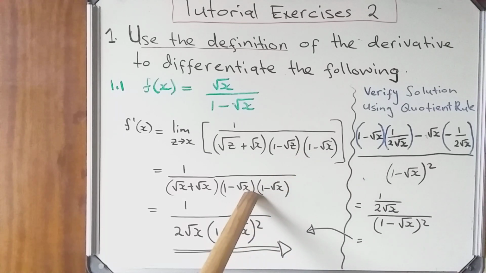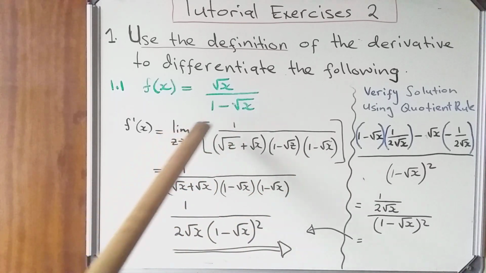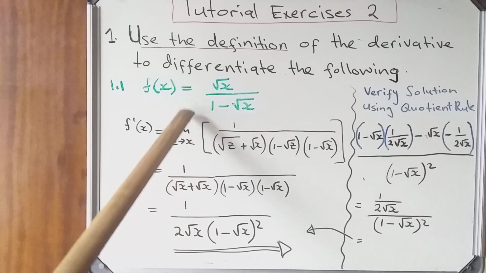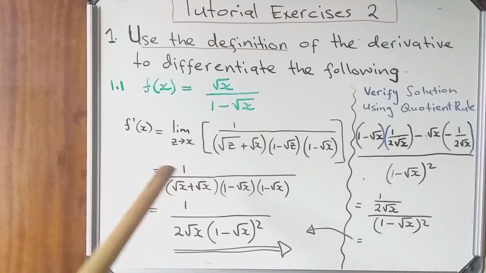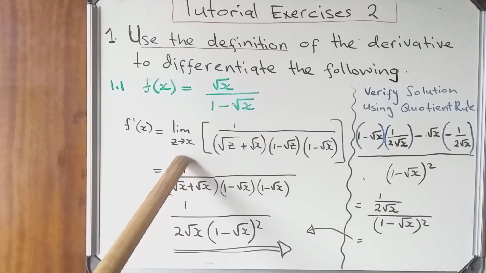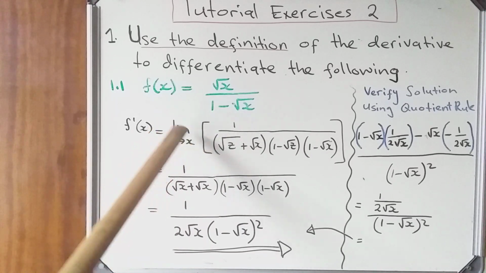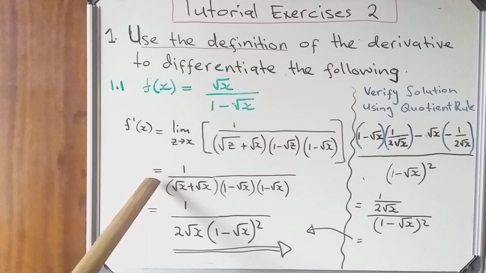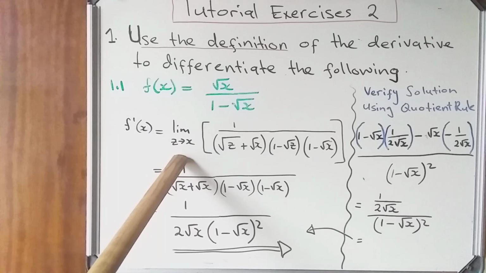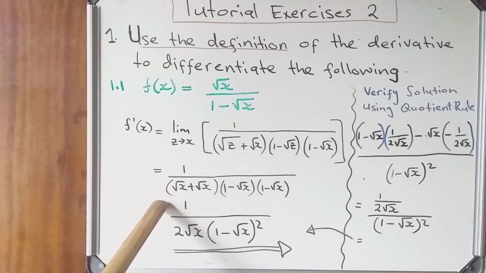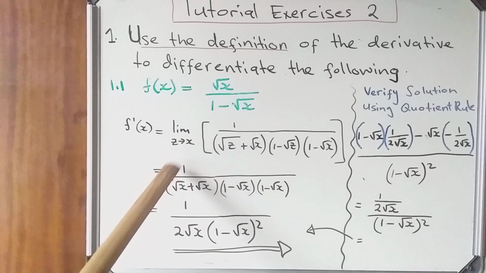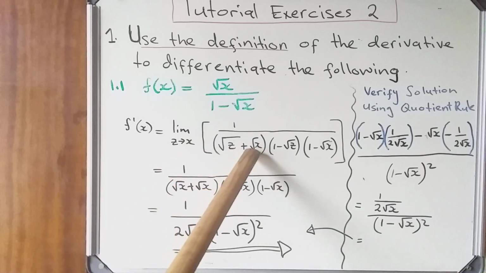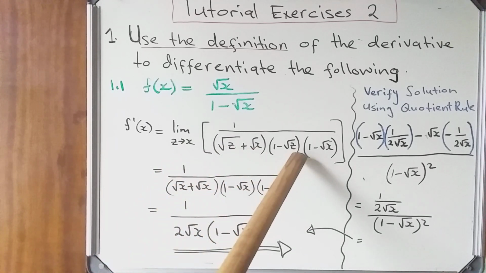An x, yeah. And remember, when you are now replacing z with x, you don't write this limit, z approaches x. You just come and say it's equal to now, and substitute directly. You are not supposed to write this again. That's when you are substituting z with x. So where there is z, you put an x.